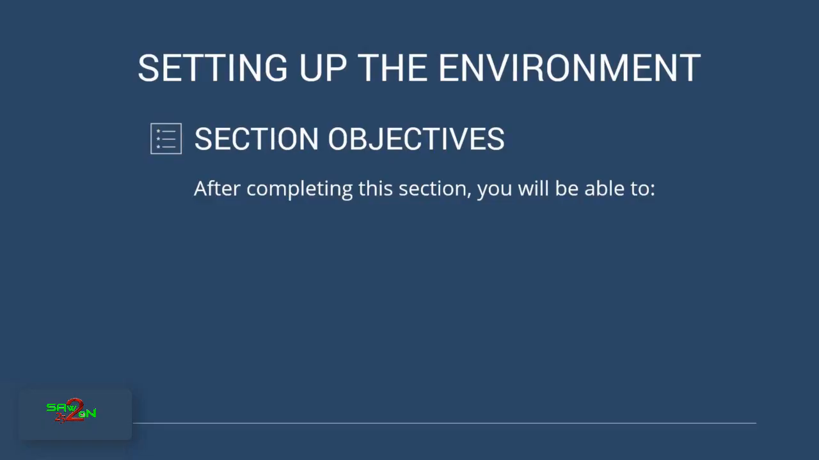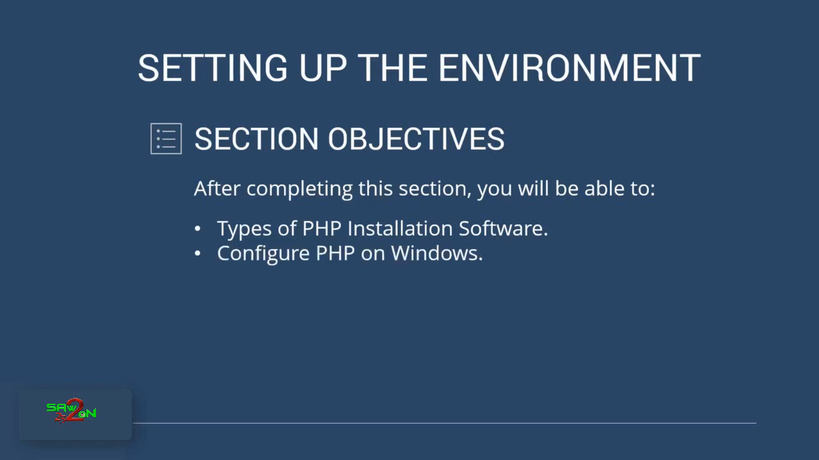So let's look at the section objectives. After completing this section, you will be able to differentiate between different types of PHP installation software. This will help you pick your own software, and there are different terms used during PHP installation which will not confuse you once you understand this. Next, we will configure PHP on Windows and also on the Mac.